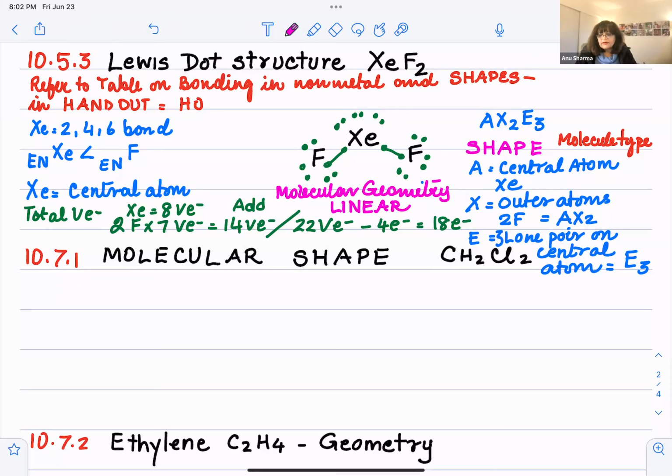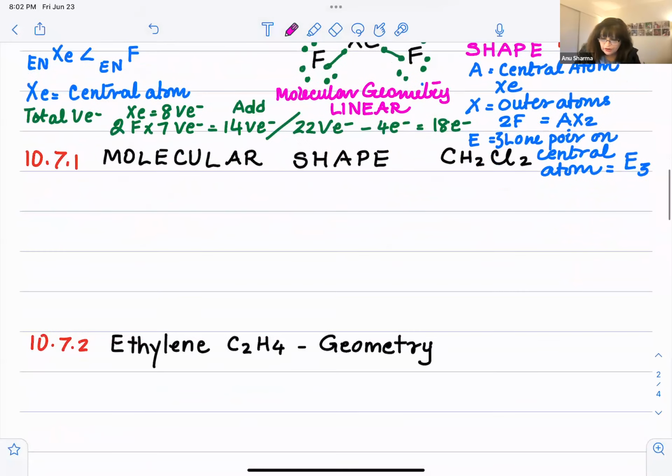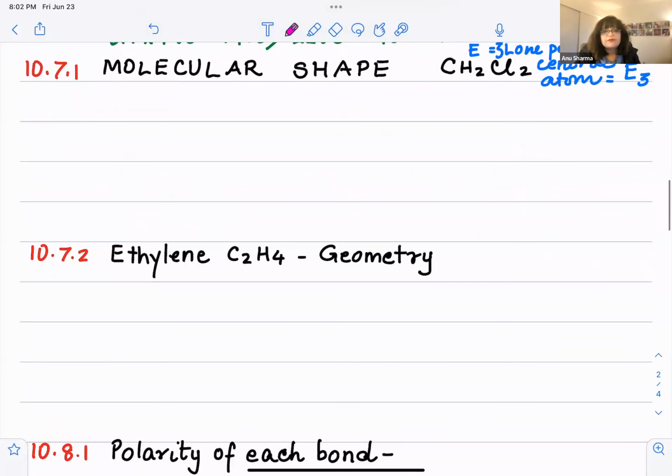L-I-N-E-A-R, linear. Okay, and then the electron group geometry is that. So this is the shape of XeF2 and then the Lewis dot structure. Now let's look at the shapes of more complex molecules.